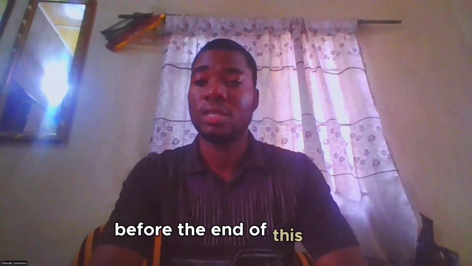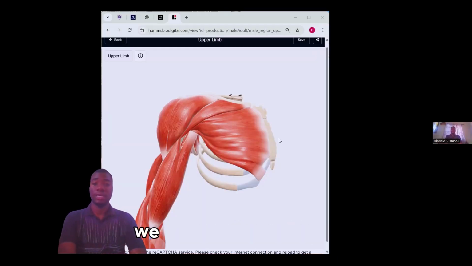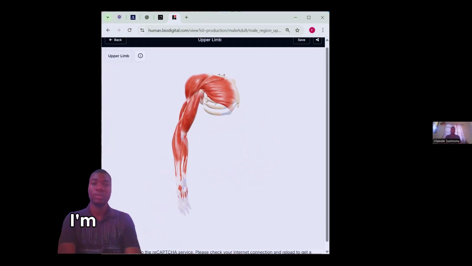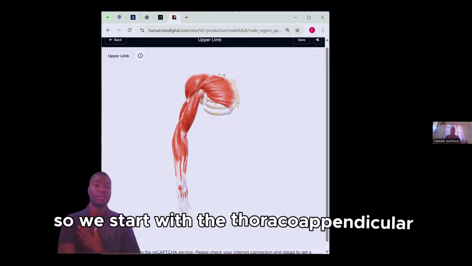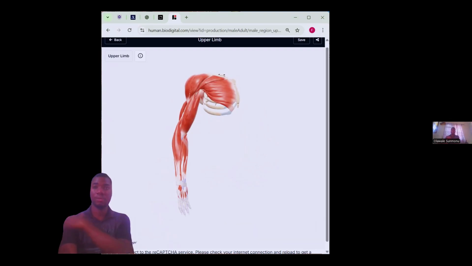Before the end of this video, you would be able to know exactly all the muscles in the upper limb. So for our discussion today, we are dealing with the muscles of the upper extremities. I'm going to group the muscles of the upper extremity into different regions. So we'll start with the thoracoappendicular region. That's the thorax, and the appendicular, that's thorax towards the upper extremities.